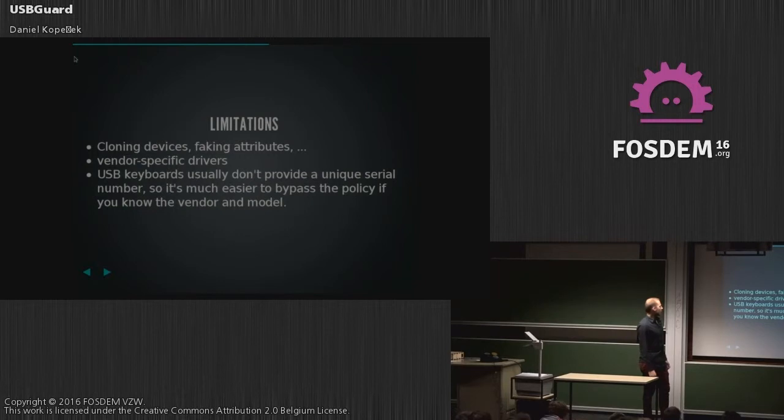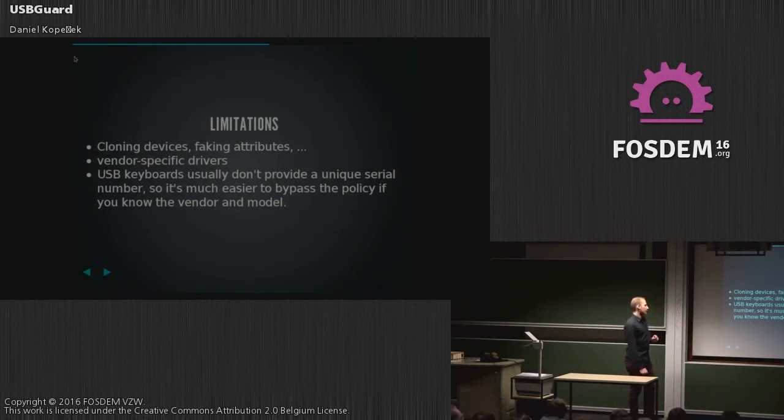Usually the USB devices do not export serial numbers. Thumb drives usually do, but USB keyboards are just empty, or the value is the same for all the products of the company. They're just like 1, 2, 3, 4, just some value. So it's quite hard to actually distinguish two pieces of the same product from each other, from the point of view of the USB card or of the product.